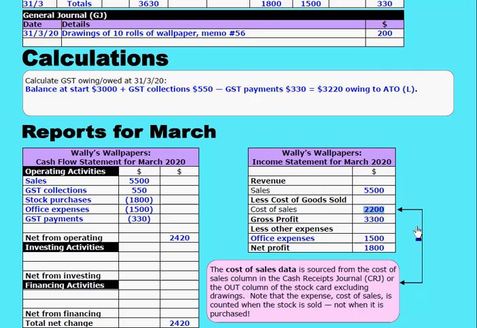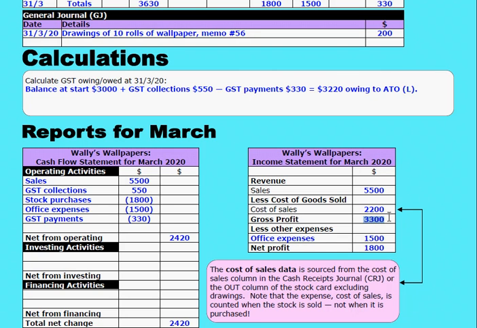Cost of sales is the major expense of a trading business. That's why it gets its own heading, the cost of goods sold. Cost of sales is the most significant expense for a trading business. It has its own heading. Cost of sales is $2,200, and we come up with this new concept called gross profit, $3,300. Gross profit is the difference between sales and the cost of the sales. Gross profit. Sales less cost of sales equals gross profit.